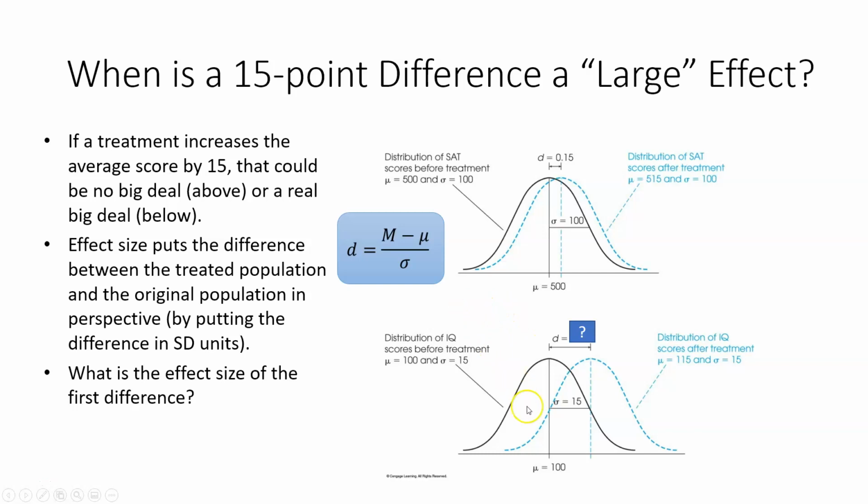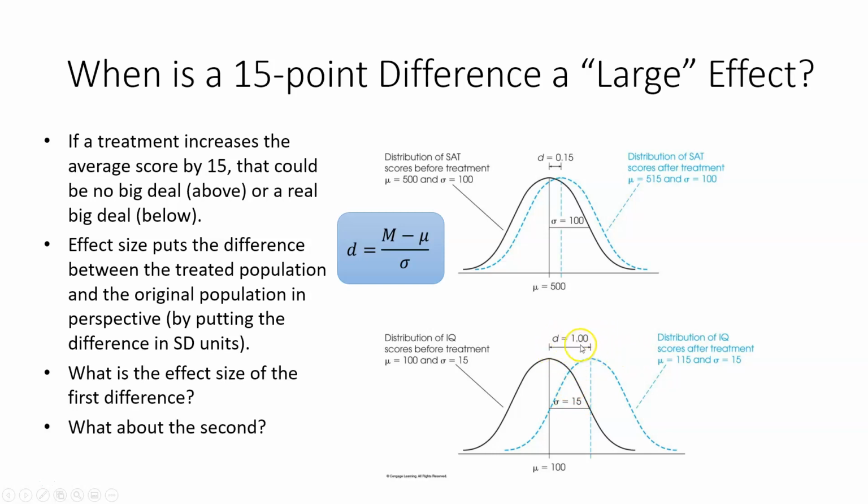Hopefully you saw that if you did this, that 115 was your sample mean because you increased them by 15. So 100 plus 15 is 115, minus the mean of everybody else, which is 100. So that's a mean difference of 15. And we divide that by the standard deviation, in this case 15. And so your d is 1.